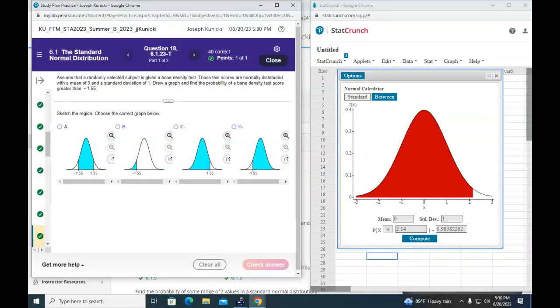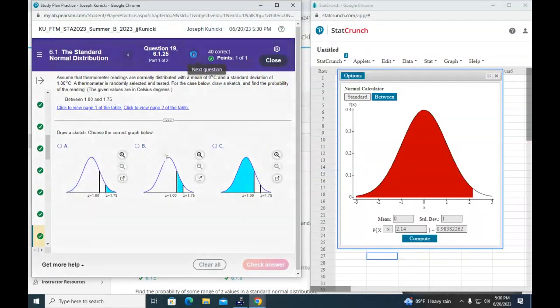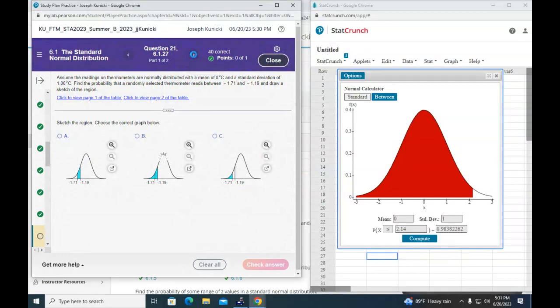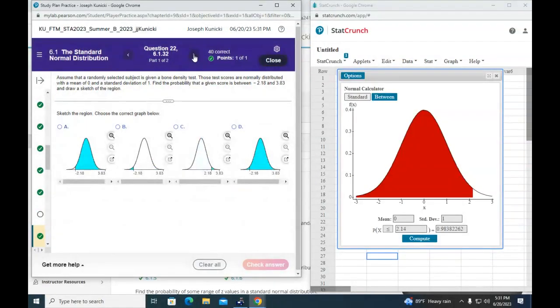Number 32. We'll skip a few of these. I think some of these are yours. So same setup, 0, 1, between minus 2.18 and 3.83. Between negative 2.18 and 3.83. A, B, C, or D? A. You agree?